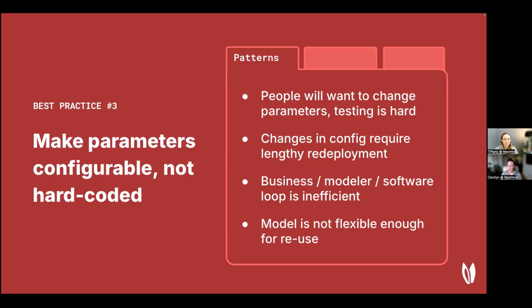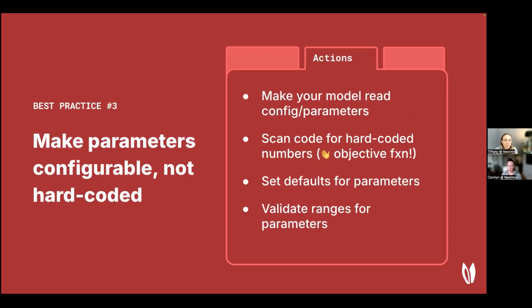So changes in config can require a lot of lengthy redeployment, like what I just said. If it's hard coded, you have to redeploy the whole model. And then the business model or software loop can be really inefficient in that way, right? If they want to change one parameter and you have to redeploy, that's not great. And so the model not being flexible enough for reuse can cause a lot of friction. So Tiff, talk to us about some of the ways to avoid this.